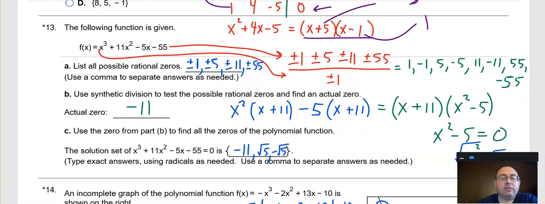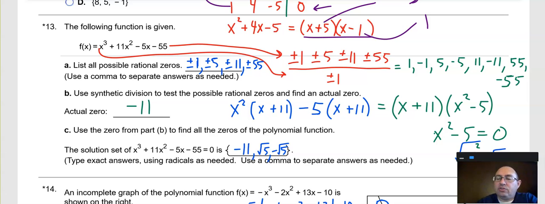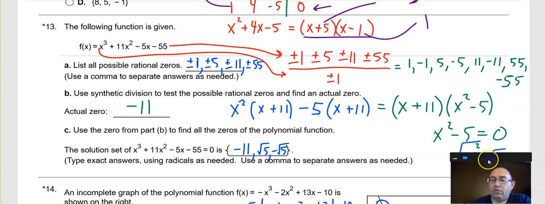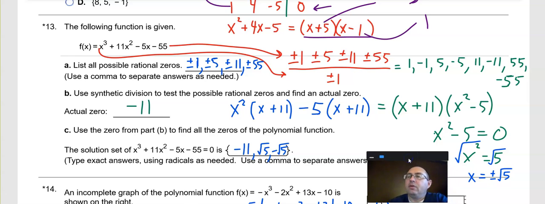Moving up. Question 13 starts out by asking for all, usually the rational root theorem. Well, we remember that we take all the factors of the constant in the numerator. Well, that would be 1, 5, 11, and 55, and you have to use the pluses and the minuses because you don't know if you're talking about positive numbers or negative numbers, over all the factors of the leading coefficient, which there's only one, plus and minus 1.